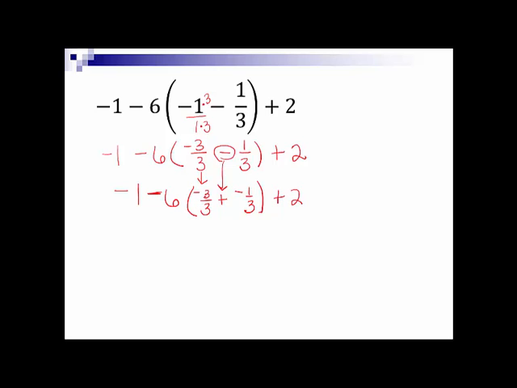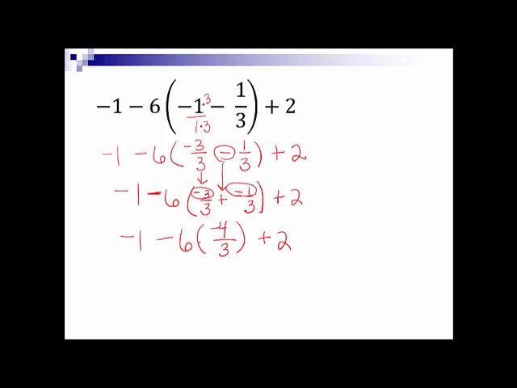Again, within parentheses, I look at my numerators now that my denominators match. And I say, are those signs the same or are those signs different? Those signs are the same. I'll find the sum. The sum of 3 and 1 is 4. What do I have more of? I have more negatives. So it's -4 over 3. Still on the outside, I have -1, minus 6, and then plus 2.